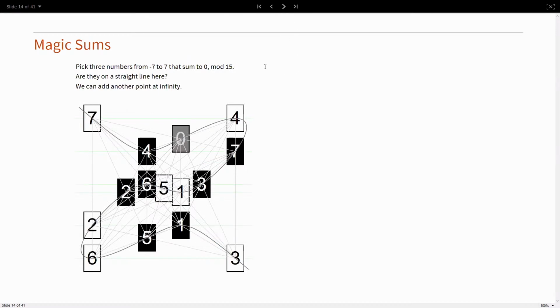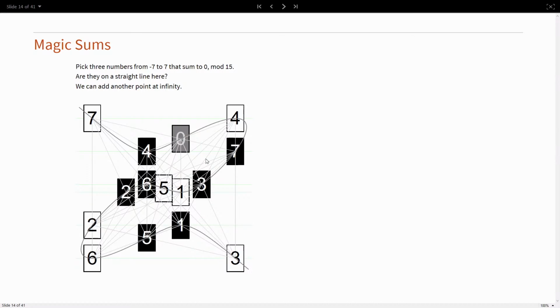We can use these cubics to come up with interesting recreational math type objects. For example, here are 3 numbers from -7 to 7 that sum to 0 mod 15. For example, 7 plus -4 plus -3 is 0 mod 15, or -4, -6, -5 is -15, which is 0 mod 15. And there are a whole bunch of lines here.